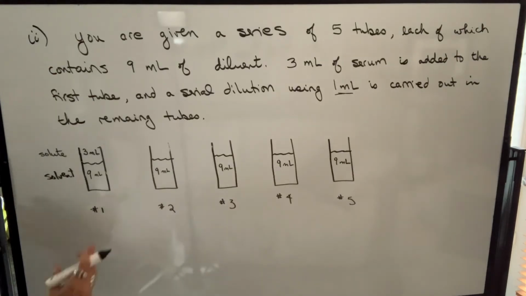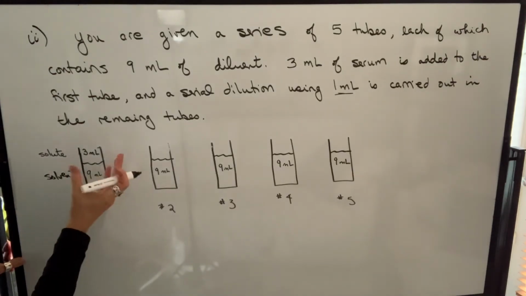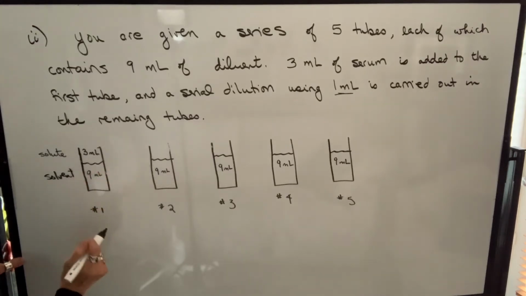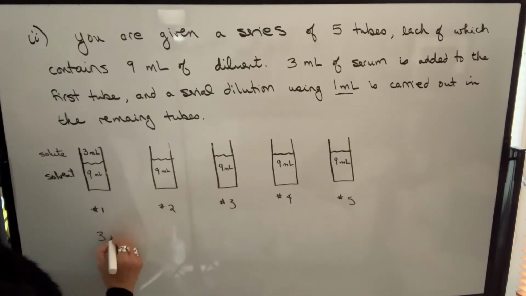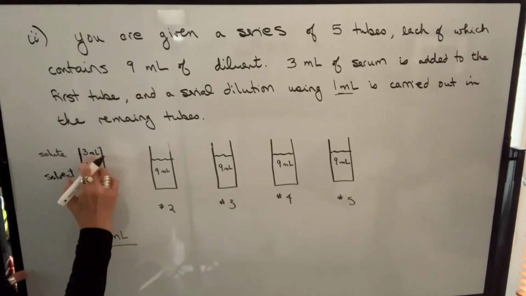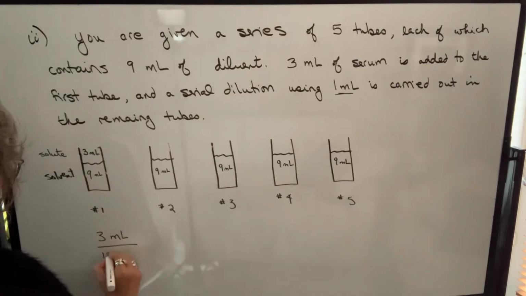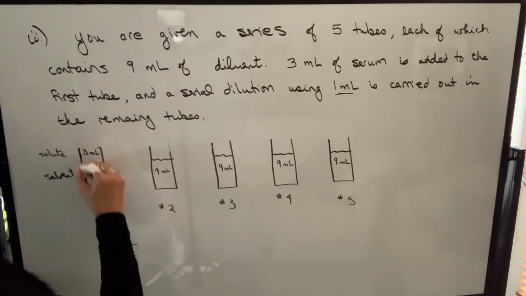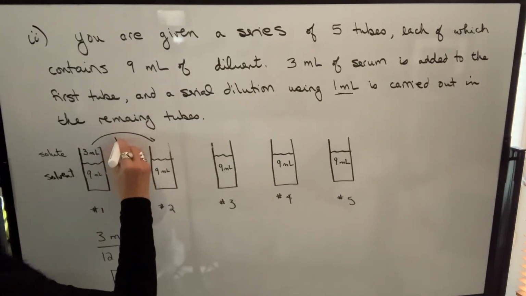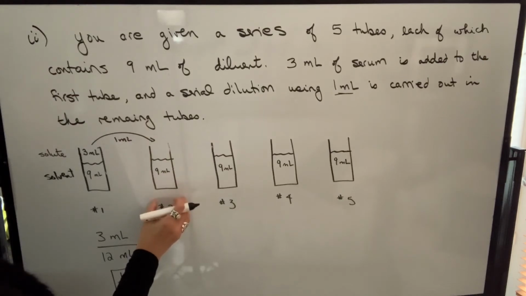So what we're going to do is start off with the dilution factor or concentration of tube number 1. So remember, we're going to find the amount of solute over the amount of solution. So it is 3 milliliters of solute over 3 plus 9 is 12 milliliters of solution. When we reduce that, that becomes 1 over 4, so it's a 1 to 4 dilution. For tube number 2, we're going to take 1 milliliter of this solution and add it to tube 2.